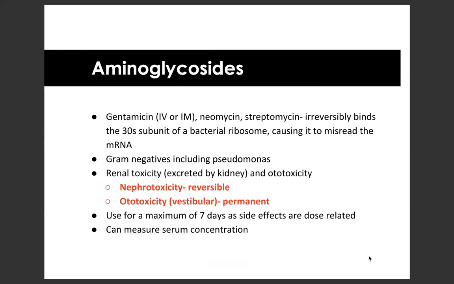Next class is aminoglycoside. The classic one we know is gentamicin, which has really good gram-negative coverage. But it's important to know there are significant side effects. The main two are nephrotoxicity, which is reversible, and ototoxicity, which is permanent. So this is a reason why in a clinical setting, we don't typically use a lot of gentamicin and aminoglycosides, because there is that risk of permanent hearing impairment. That's why if we do use an aminoglycoside, we try to use it for the shortest duration possible and measure the serum concentration to prevent toxicity.